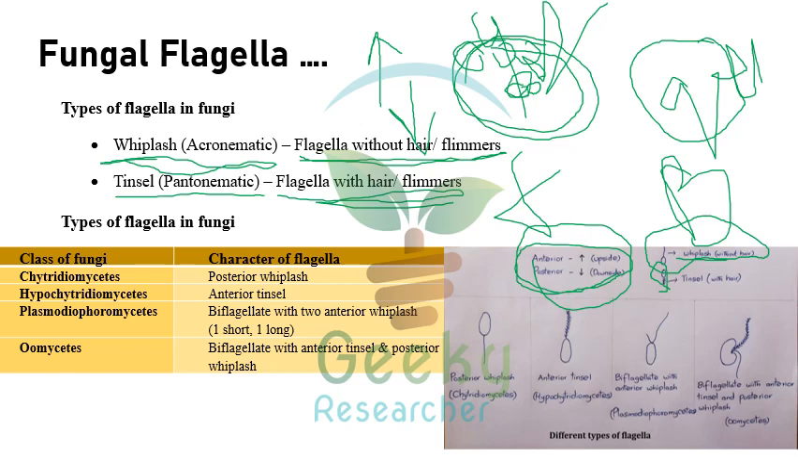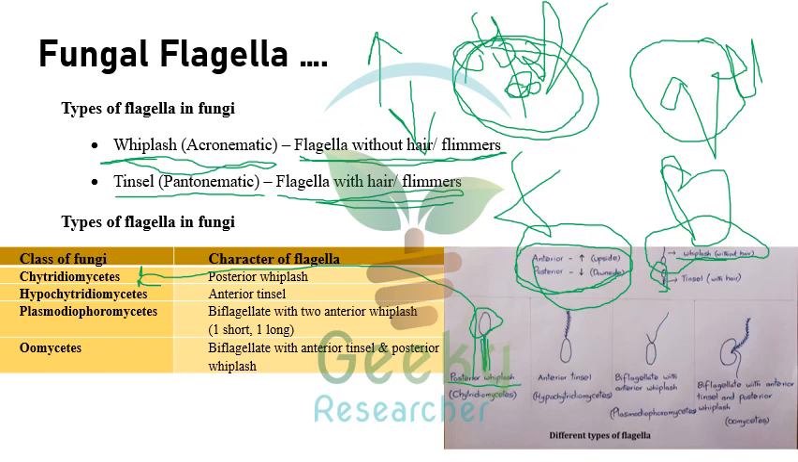Now by having the basics, we will see. Here this is a flagella having no hair, and it is in a downward direction. No hair means whiplash, and downward means posterior, upward means anterior. So we can say this is posterior whiplash. Posterior whiplash type of flagella can be observed in Chytridiomycetes. These flagella types are very important, and there might be a chance of questions being asked.